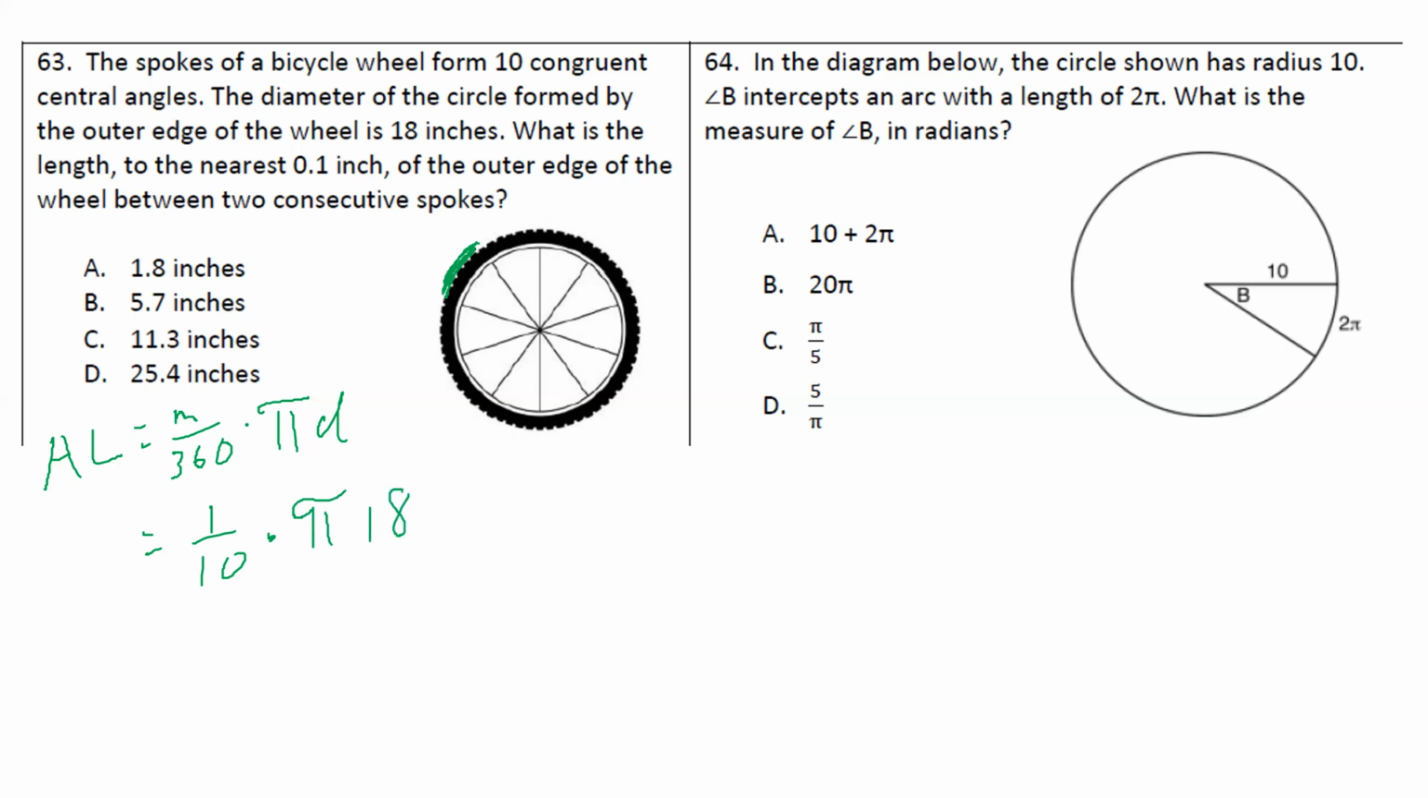We have 18 for our diameter. Multiply that together. 18 over 10 pi. That's going to be 1.8 pi. All of our answers are in decimals. We need to multiply it out, which is going to give us roughly 5.7 if we round.